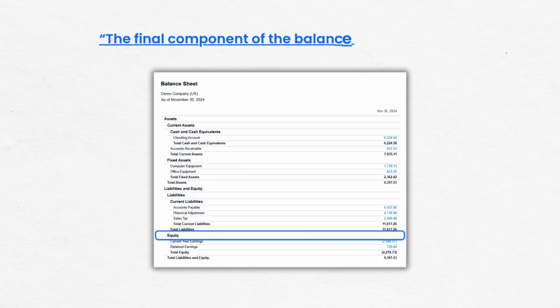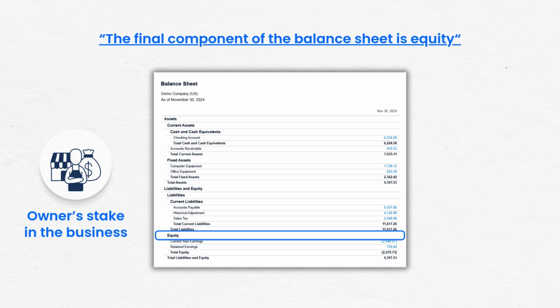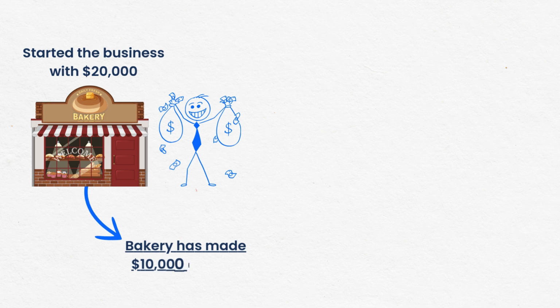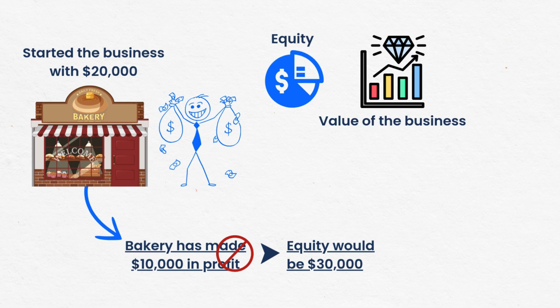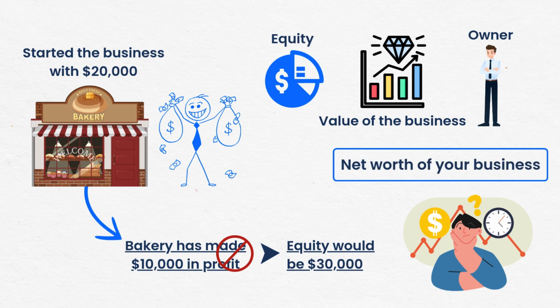The final component of the balance sheet is equity, which represents the owner's stake in the business. This includes the money you have invested in the business, as well as any profits the business has earned and kept. Let's go back to our bakery. If you started the business with $20,000 of your own money, and the bakery has made $10,000 in profit that has not been withdrawn, your total equity would be $30,000. Equity reflects the value of the business that belongs to you as the owner after all debts are accounted for. It's essentially the net worth of your business.